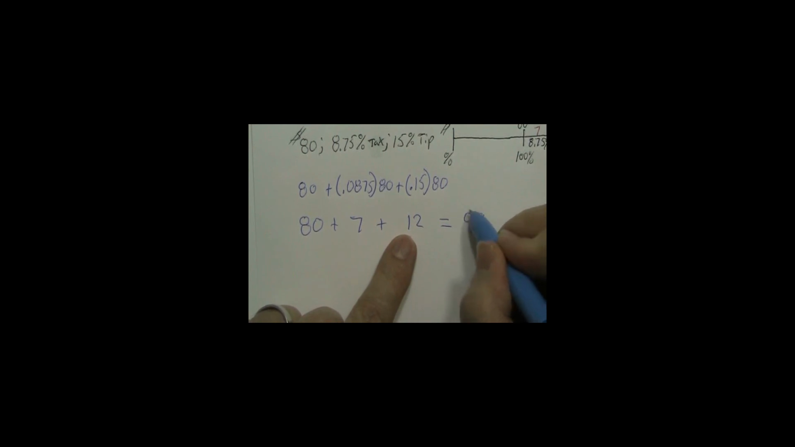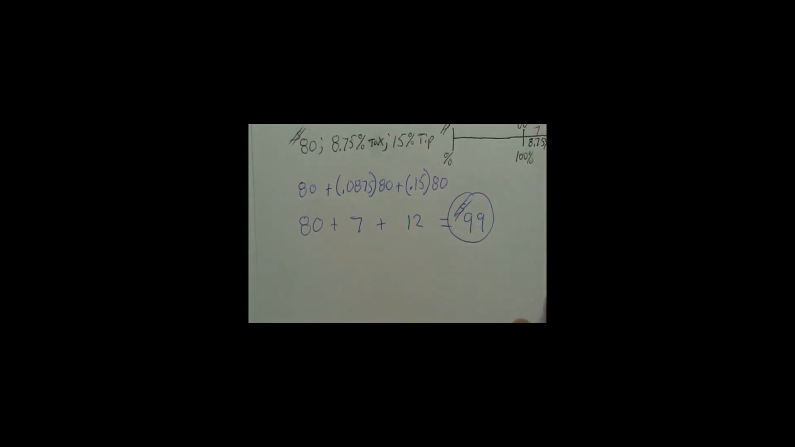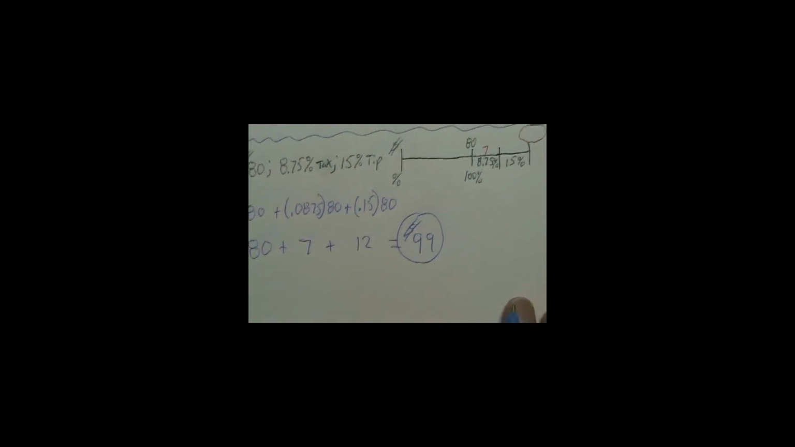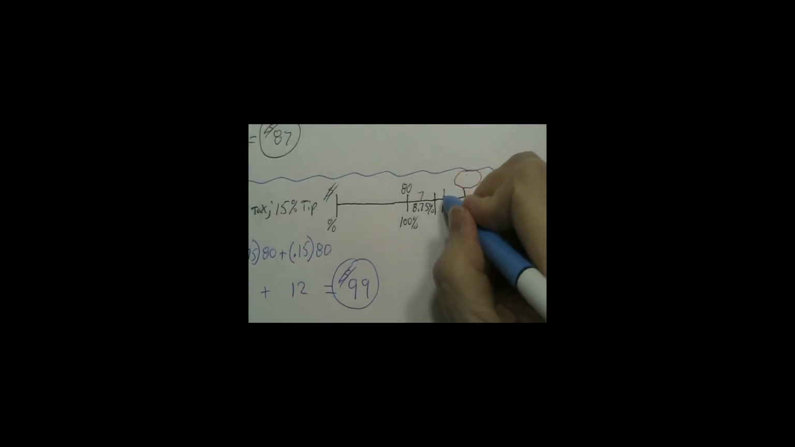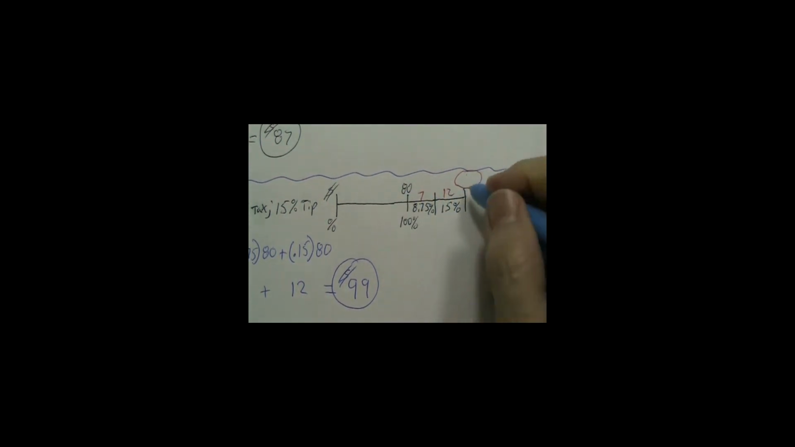And then what about this? What's 15% of 80? That would simply be 0.15 times 80. The answer is 12. 15% of 80 is 12. Okay, and if you put that all together, 87 and 12, what's that? That's 99. So the answer is $99. $7 for the tax, $12 for the tip. 80 plus 7 plus 12 is $99.